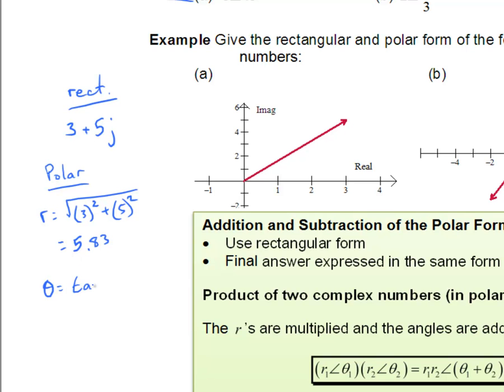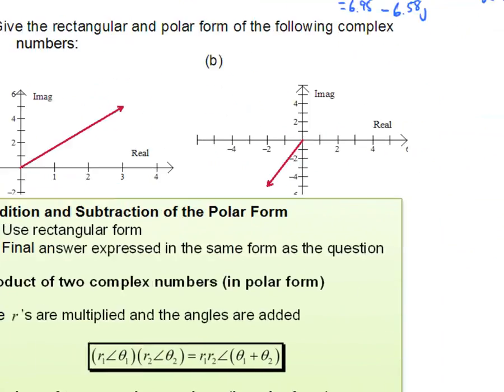We find theta by doing the tan inverse of b over a, or in this case 5 over 3. And the tan inverse of that then is 31.0 degrees, rounded to 1 decimal place. So the polar form, we can write 5.83 with an angle of 31.0 degrees.